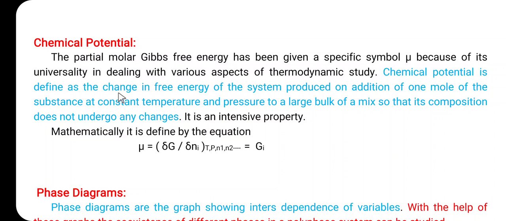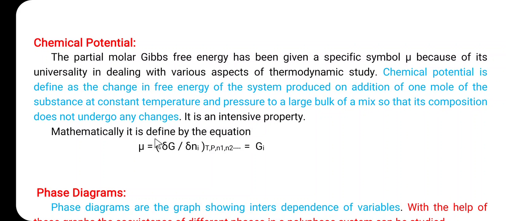Chemical potential is defined as the change in free energy of the system produced on addition of 1 mole of the substance at constant temperature and pressure to a large bulk of mixture so that its composition does not undergo any change. Friends, this is the definition of the chemical potential. All of you know that the free energy is denoted by the symbol G. So chemical potential is defined as the change in free energy of the system produced on addition of 1 mole of the substance, at constant temperature and pressure.